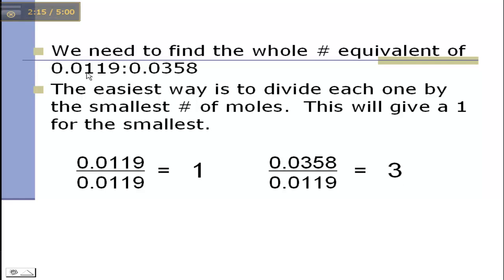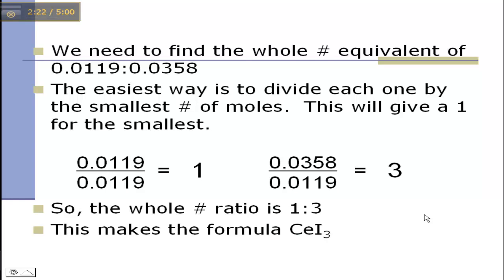So 0.0119 to 0.0358 is a 1 to 3 mole ratio. So we can put that into our formula as our subscripts, and our formula becomes CeI3.